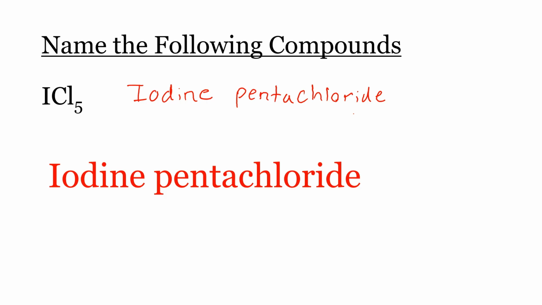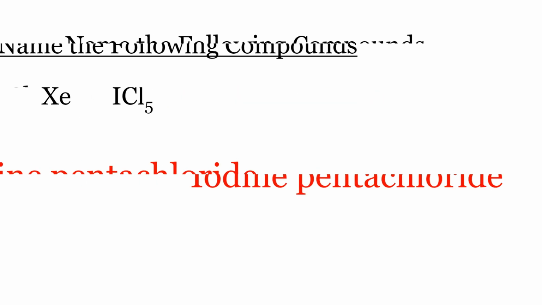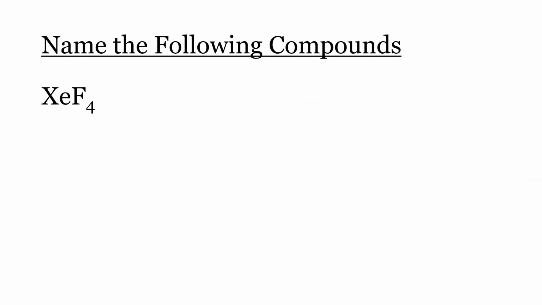Let's take a look at another example. Take a look at our XeF4. We only have one xenon atom while we have 4 of the fluorine atoms. So one xenon, so we just get to write xenon for this. Now our F4, so 4, the prefix that we're going to use is going to be tetra.